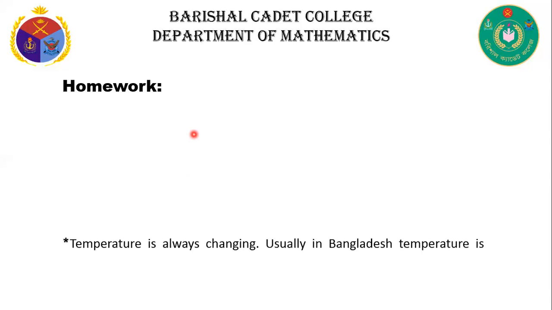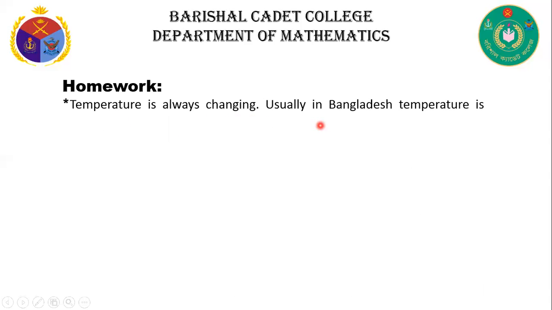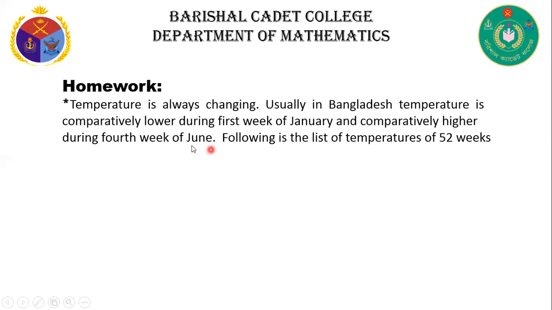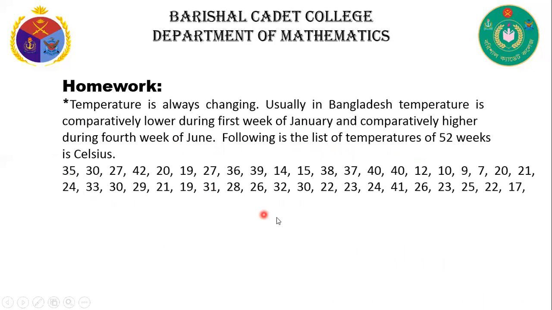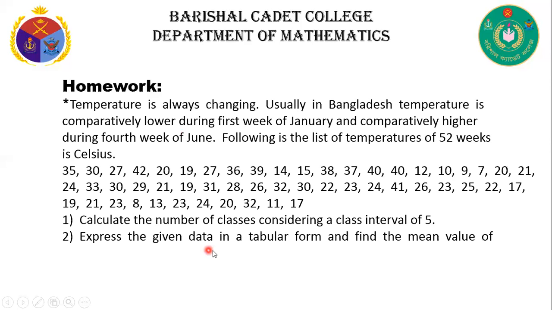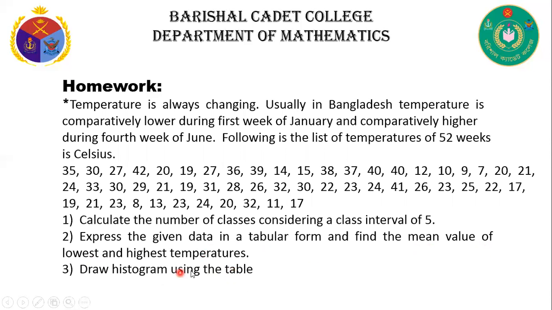Now this is your homework. Temperature is always changing. Usually Bangladesh's temperature is comparatively lower during the first week of January and comparatively higher during the fourth week of June. Following this list, the temperature of 52 weeks is in Celsius. Here the temperature data is given. Question one: calculate the number of classes considering a class interval of 5. Express the given data in tabular form and find the mean of the lowest and highest temperature values. Draw a histogram using the table. This is your homework.